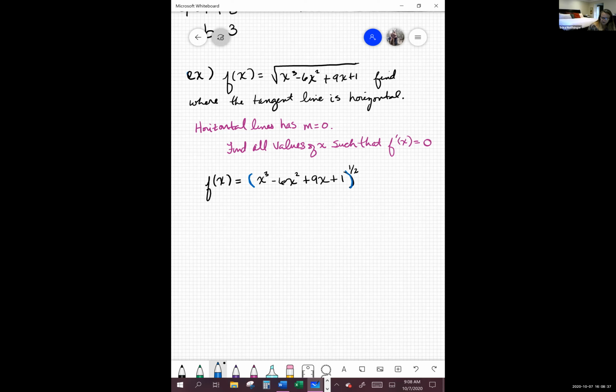So we want to use our chain rule when we take the derivative. So the derivative of the outer, so bring down the power 1/2 of the inside and subtract 1 from our power. So 1/2 minus 1, which I'm going to write as 2/2. Times, we can't forget that we need the derivative of the inside. So d dx of our inside, x cubed minus 6x squared plus 9x plus 1.